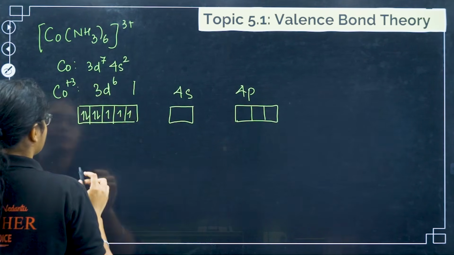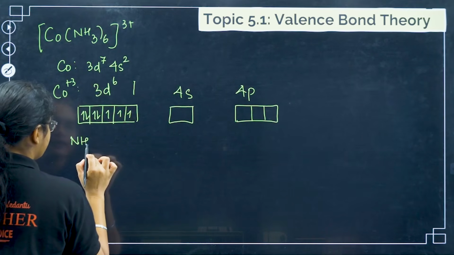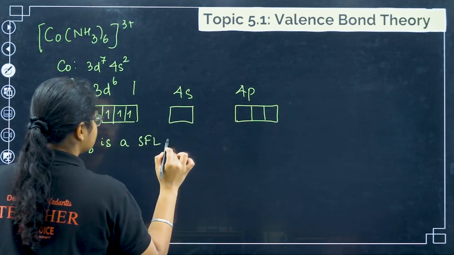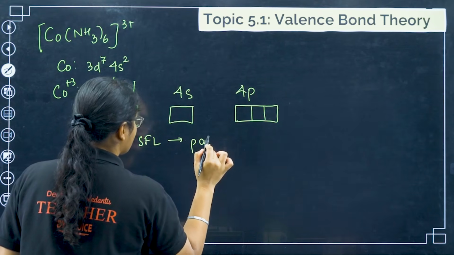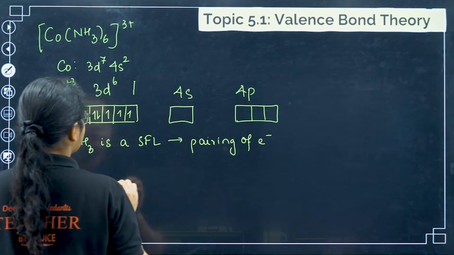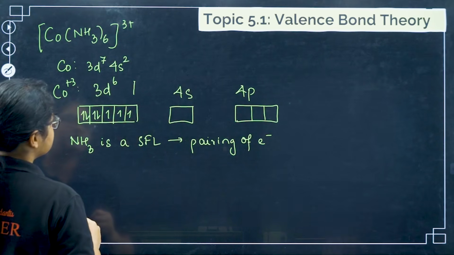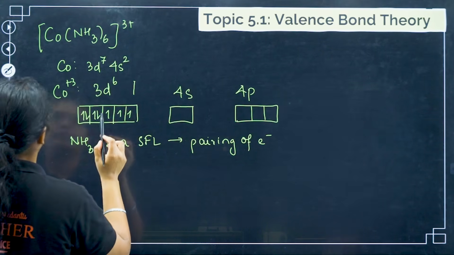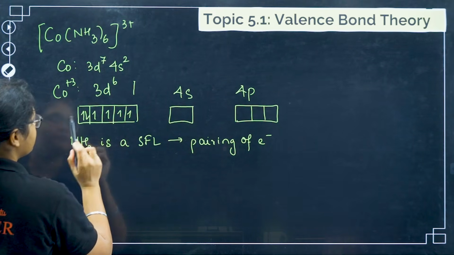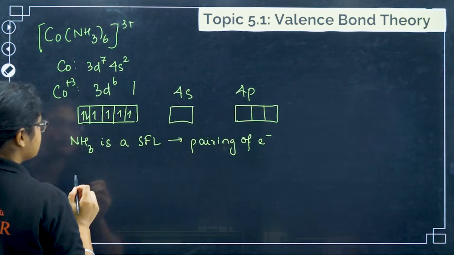Now you see, as I told you, NH3 is a strong field ligand. So what happens? Pairing of electrons takes place. These electrons will start pairing. 3d6, right? 1, 2, 3, 4, 5 and 6. Now these electrons will pair up.